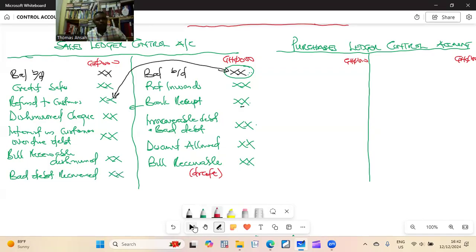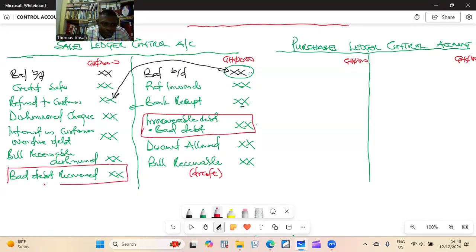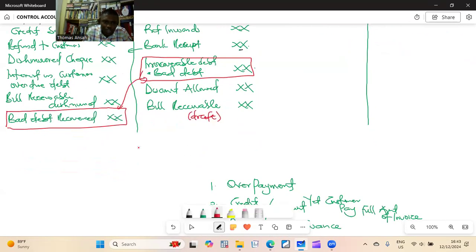Now watch this. You will say, oh, but the bad debt recovered is money that you are receiving. Why are we not reducing it by crediting it? No, because we reduced it here, but we have now collected the money. So what we are reversing is just only these two parts. We are just reversing this one. That's all.